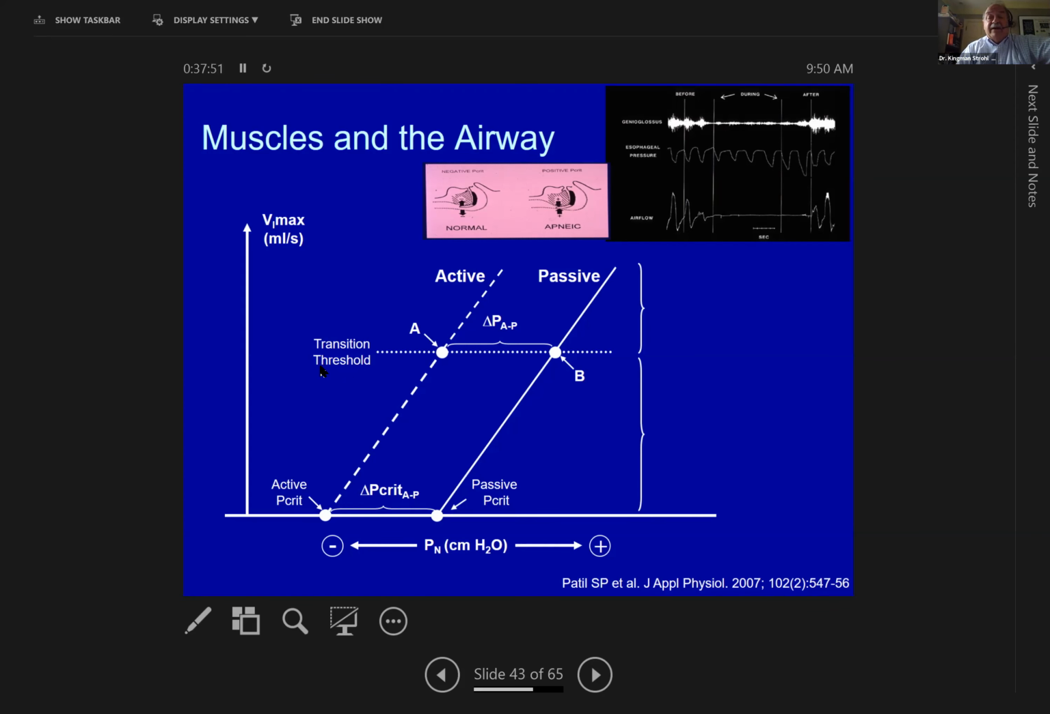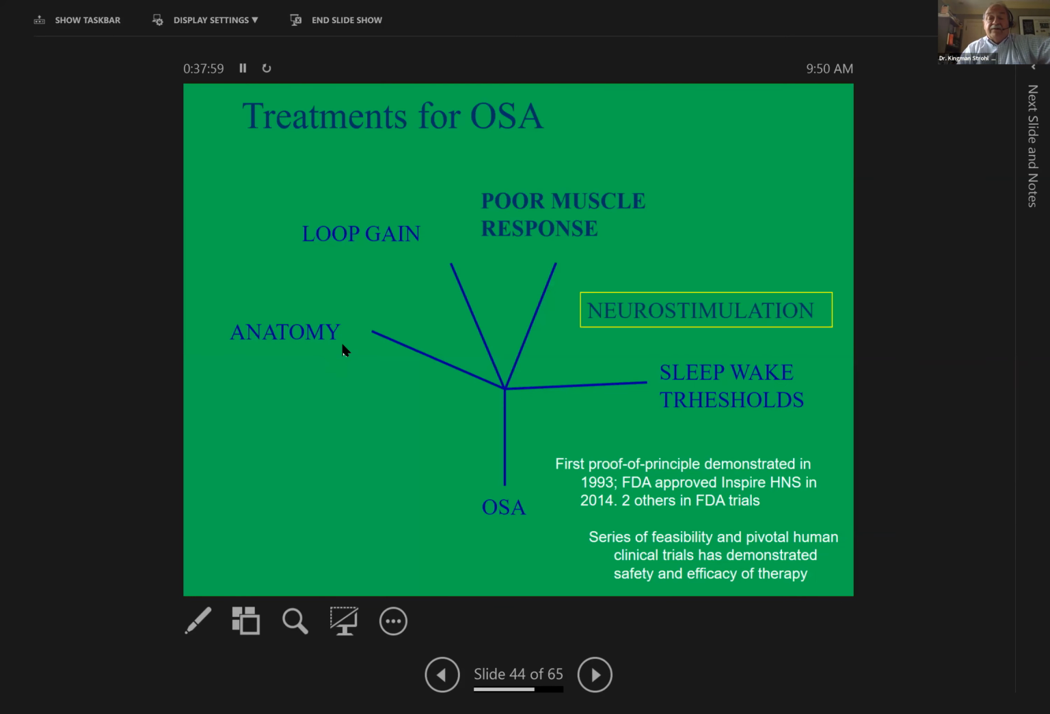And so this Inspire therapy is all based upon the predicate that the genioglossus is important. Now, we don't know if that's true or not, but the first proof of principle we showed here in 1993. We put fine wires in the hypoglossal. In 2014, they improved Inspire. I was not involved in any of those FDA trials. I just showed the feasibility in people in 1993.